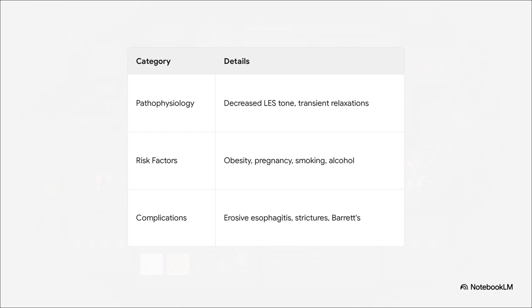Manifestations include your classic heartburn and acid regurgitation, sure, but don't forget the extraesophageal signs like cough, hoarseness, wheezing, and importantly, odynophagia when erosive esophagitis is already present. This persistent acid exposure sets the stage for severe complications like strictures, asthma exacerbations, laryngitis, and the premalignant Barrett's esophagus.